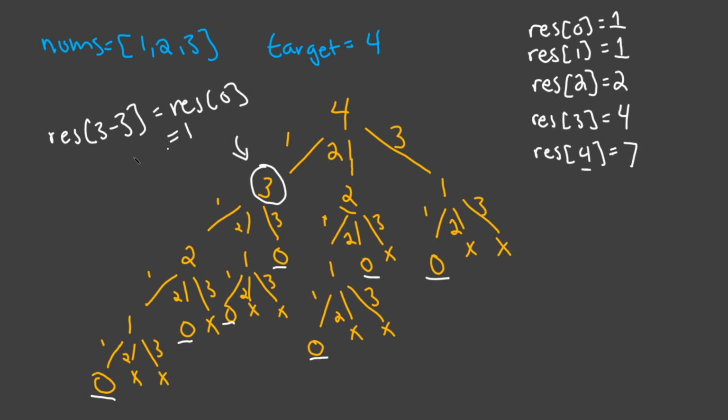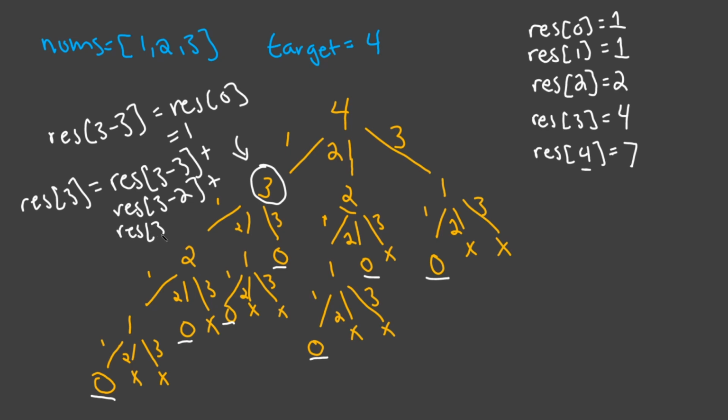So we can say result of 3 is equal to result at 3 minus 3 plus result at 3 minus 2 plus result at 3 minus 1. And as we can see here, result at 3 minus 3 is 0, result at 3 minus 2 is 1, and result at 3 minus 1 would be 2. So if we add 2 plus 1 plus 1, we do get 4. And I know this is really messy, so let me clean this up.